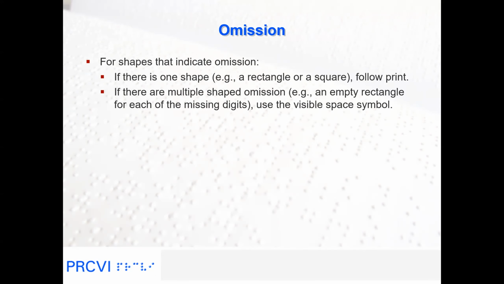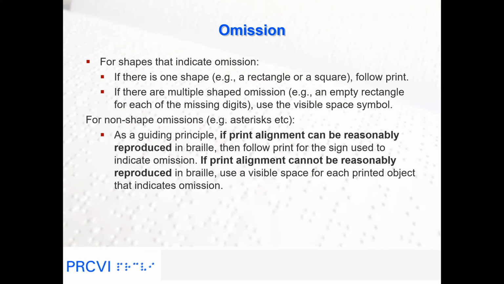For non-shape omission, such as asterisk, as a guiding principle, if print alignment can be reasonably reproduced in Braille, then follow print for the sign used to indicate omission. If print alignment cannot be reasonably reproduced in Braille, use a visible space for each printed object that indicates omission.